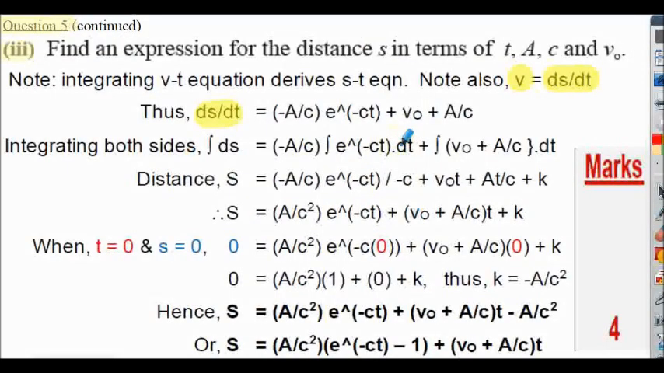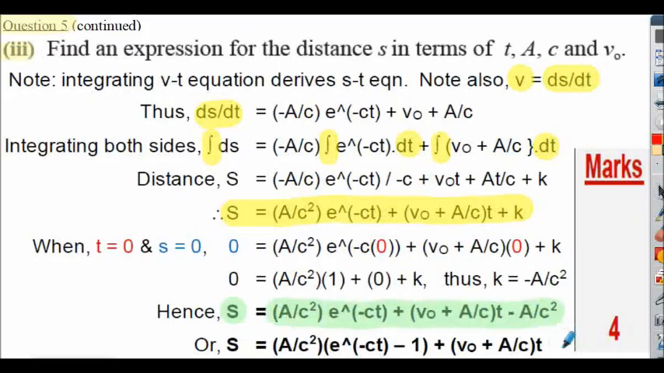And again, multiplying throughout by dt, we can now integrate the left hand side with respect to s, and then the right hand side with respect to t. Here's our general solution for distance s, and here's our particular solution for distance s. Again, a factorized form is shown in the bottom line. I'll let you review the solution at your own pace.